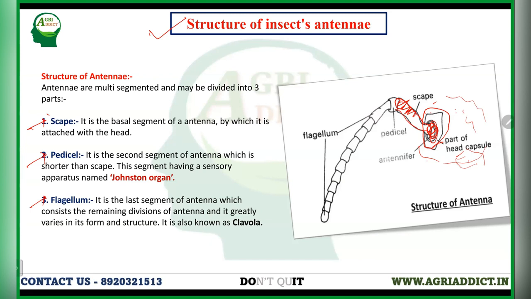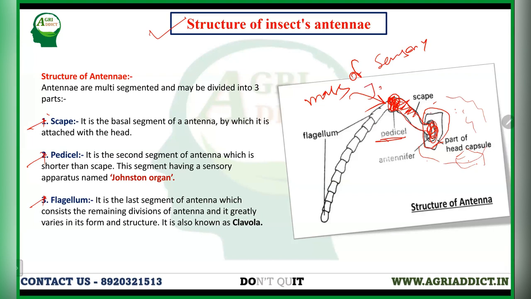Next, the second segment is known as the pedicel. It is just after the scape, this small segment. Below the large segment scape, after the scape, the small segment is pedicel. And here the main mass of sensory organ is present. In the next slide, you can see the picture.